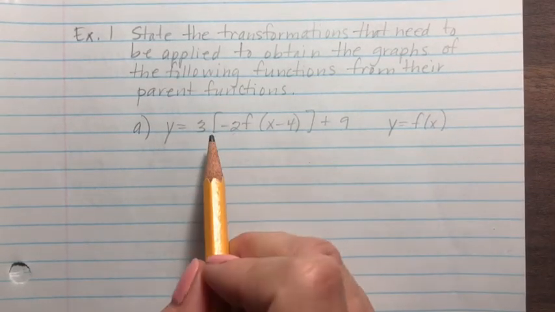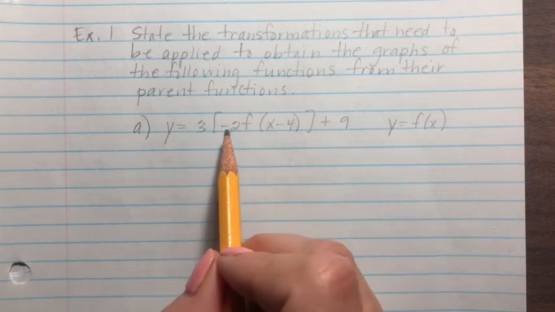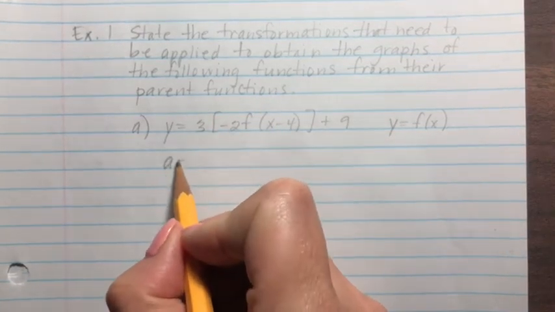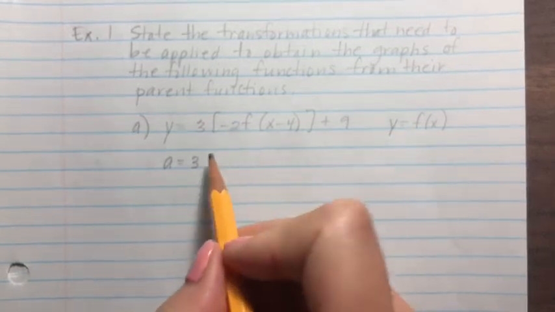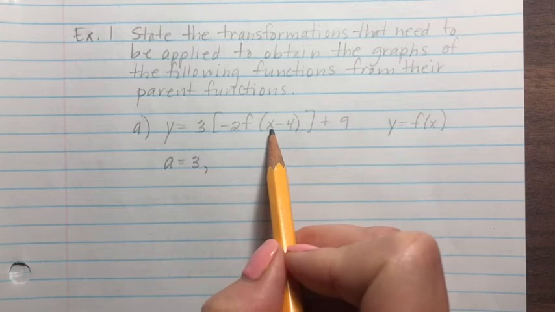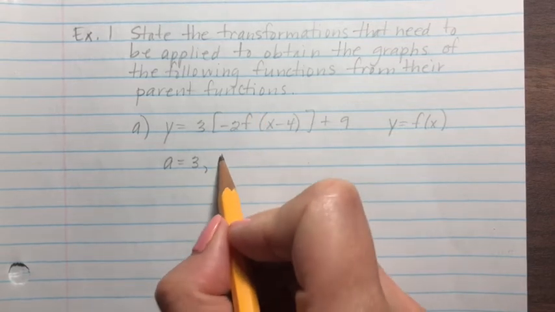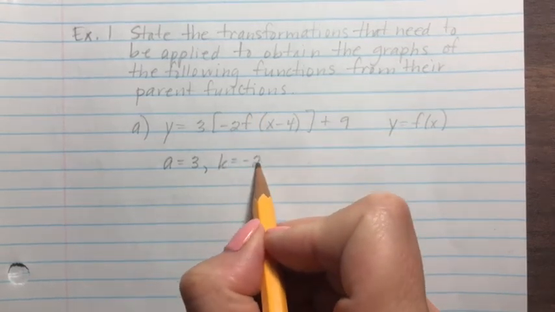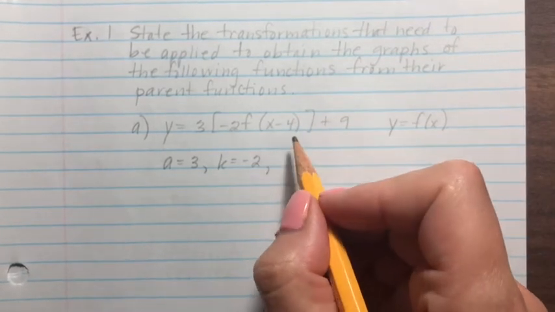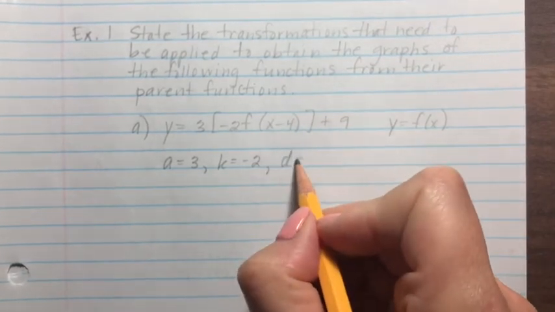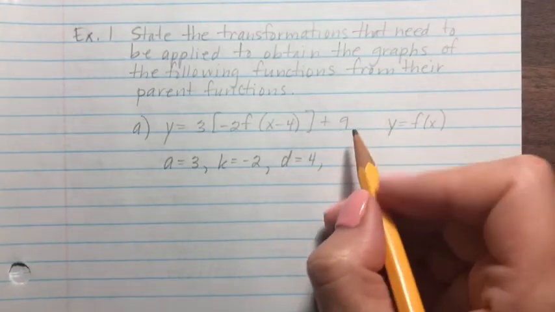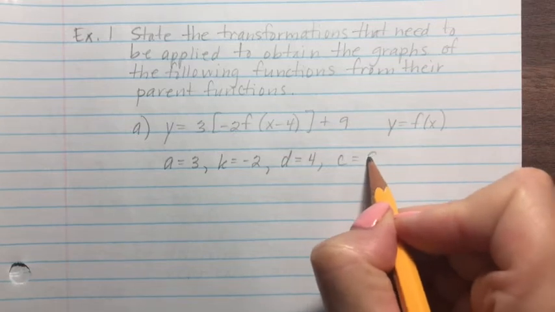The numbers actually represent transformations. So 3 in this case is taking the place of a. And then the number that's just before x, that's taking the place of k, so k is -2. The number that's being subtracted from x is taking the place of d, so d is 4. And the number at the very end that we see is taking the place of c, so c in this case is 9.